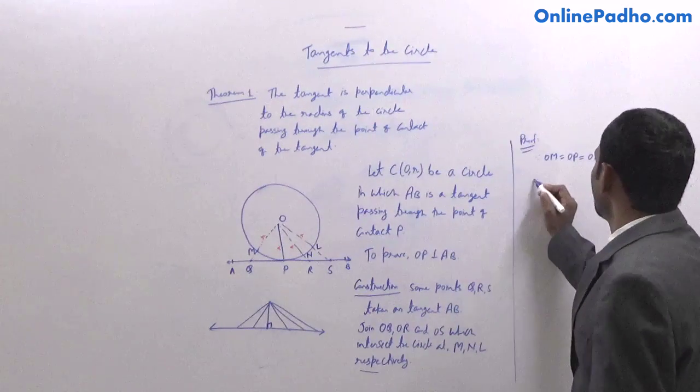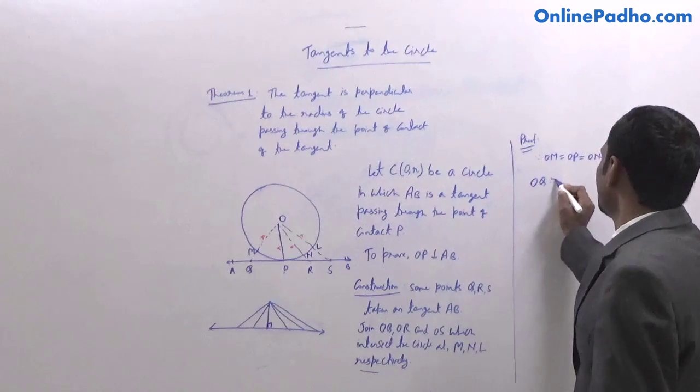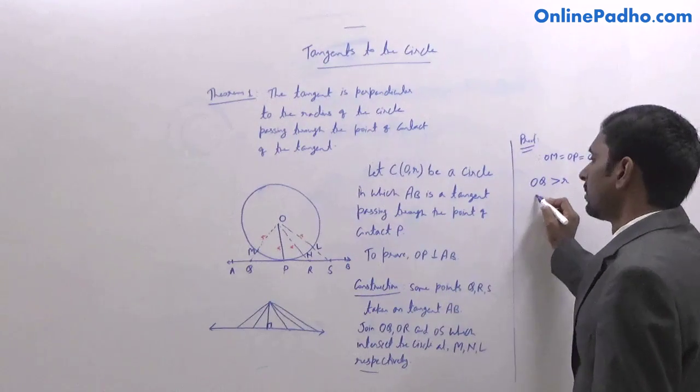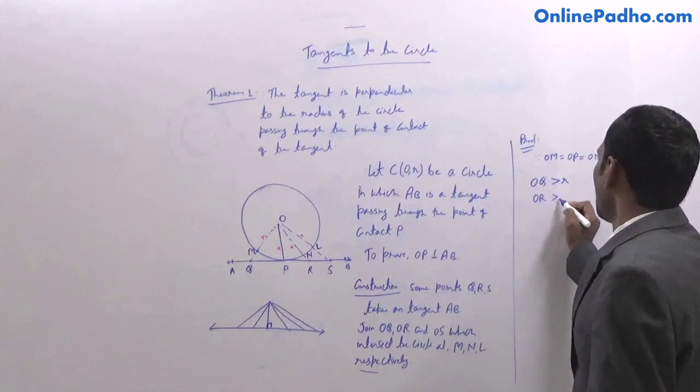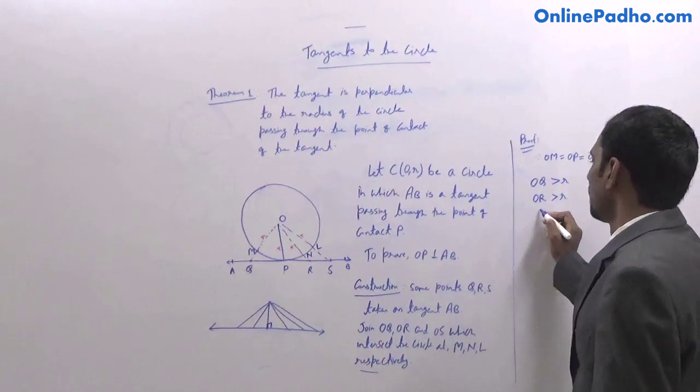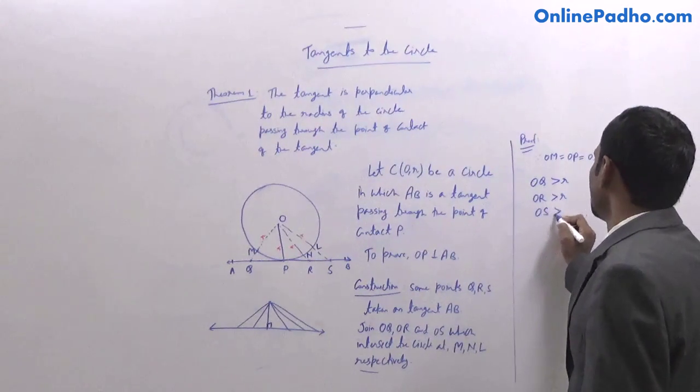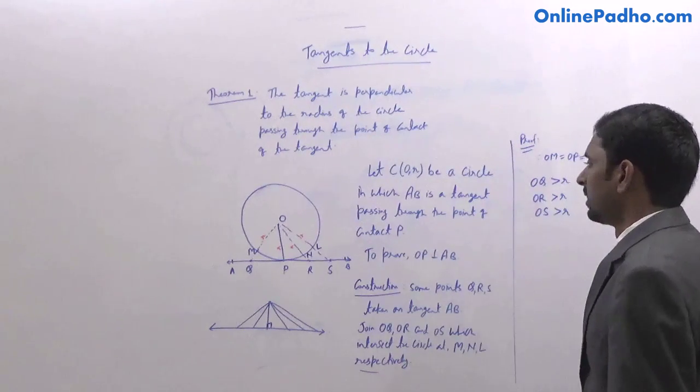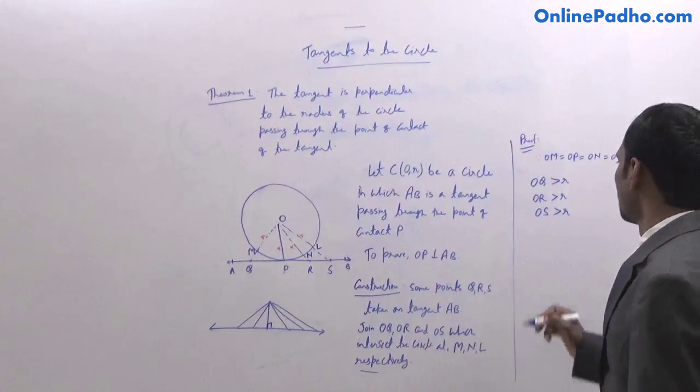So here we can say OQ is greater than radius, from the diagram we can say OR is greater than radius, OS is greater than radius. So OQ, OR and OS are greater than radius.